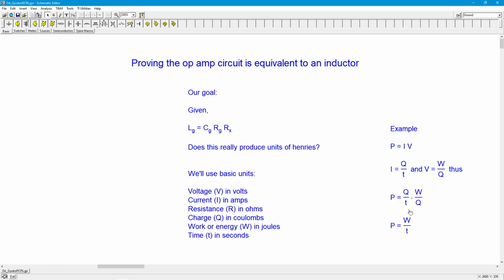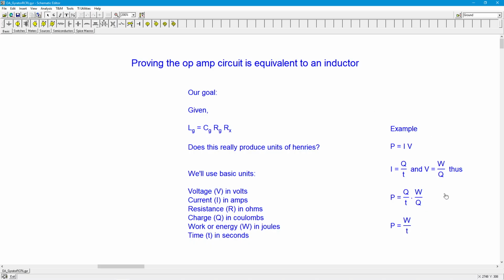P is equal to Q over T times W over Q. Well, obviously the Q's cancel, and what you're left with is W, the energy, over T, time. Well, the definition for power, 1 watt, is 1 joule per second. There you go. It's a really quick, compact sort of proof.